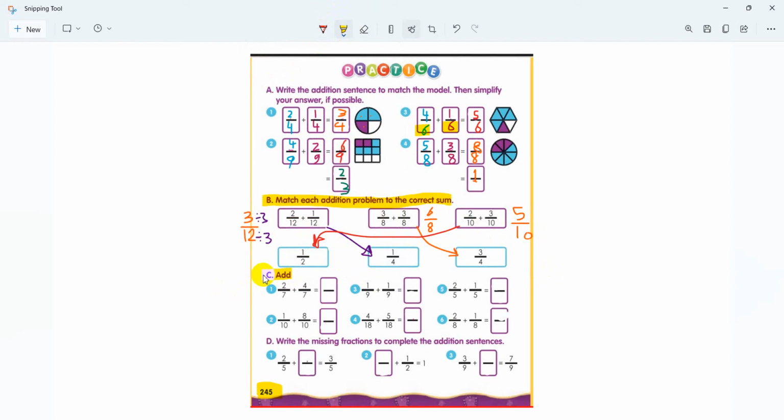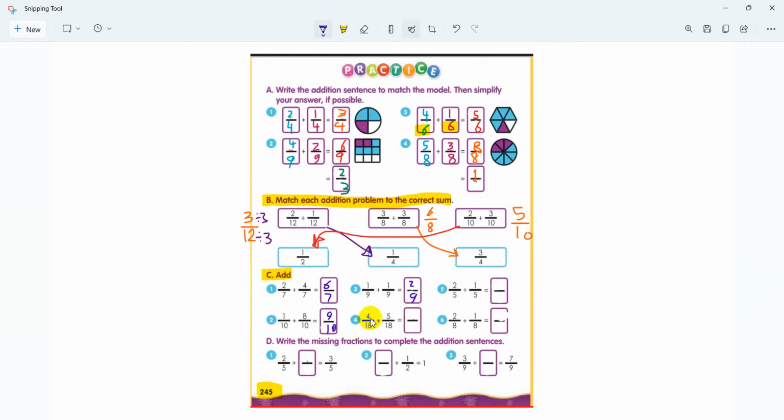Number C, add. 2 sevenths plus 4 sevenths equals 6 sevenths. It's very easy. Number 2, 1 tenth plus 8 tenths equals 9 tenths. Number 3, 1 ninth plus 1 ninth equals 2 ninths. We write 2 up and down, we write the same 9.